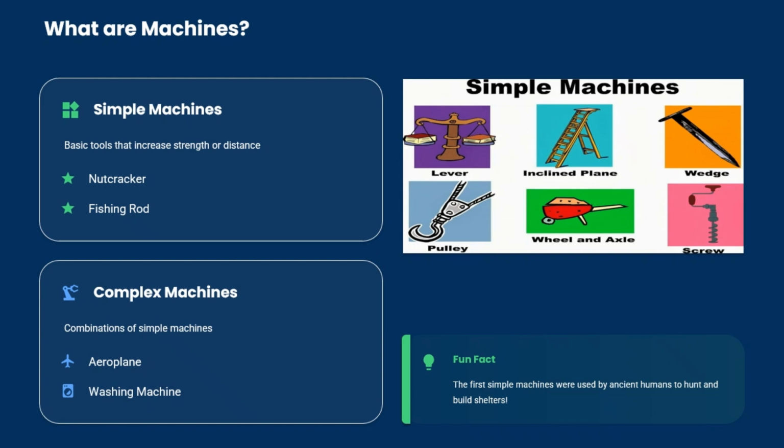Did you know that the concept of simple machines is thousands of years old? Even our earliest ancestors used things like levers to move heavy rocks and wedges to split wood, helping them survive in the wild.